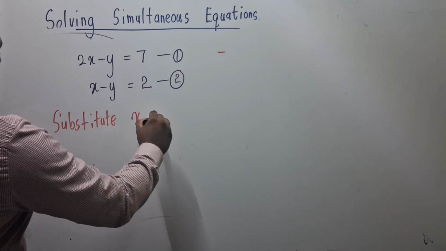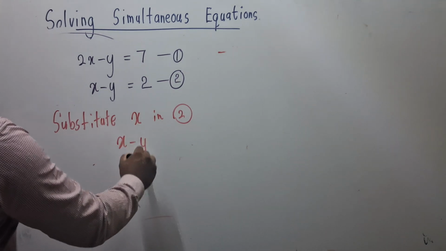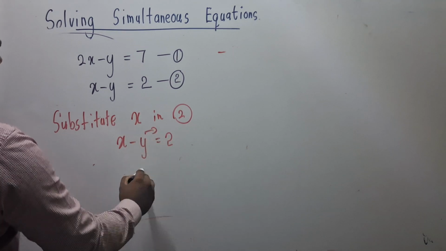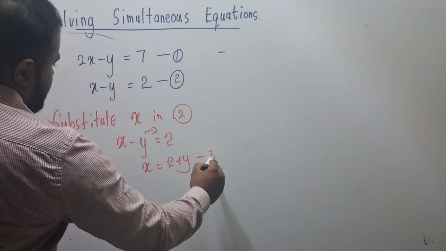Subject x in equation number 2. x minus y equals 2. Send this y to the other side. x equals 2 plus y. Again, name it as 3.